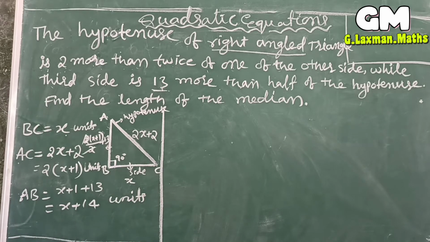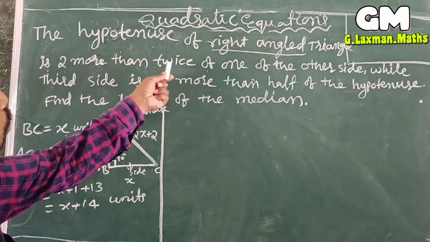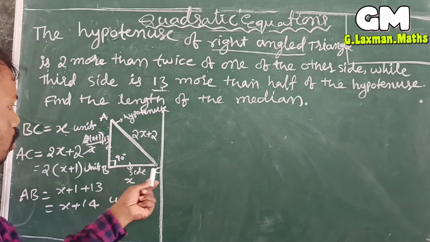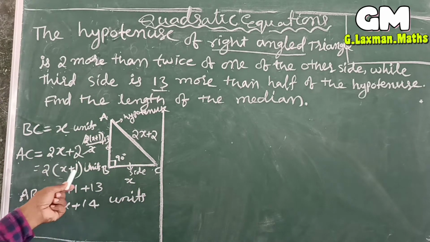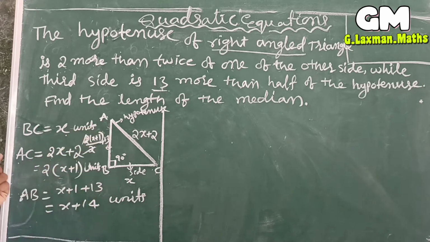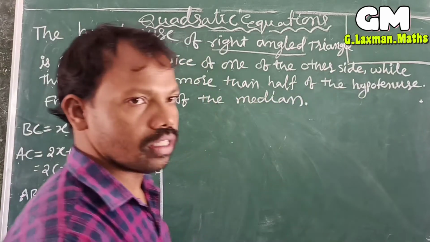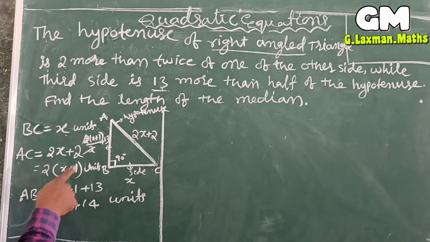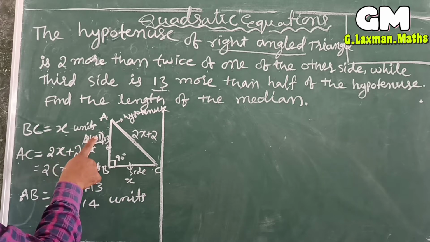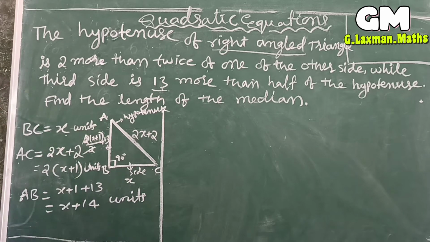Okay, is it clear? So first let us assume that BC is x units and the hypotenuse is twice one of the sides. Twice means twice BC and 2 more, so that means 2x plus 2, that is 2 of x plus 1 units. And another side, the third side, is 13 more than half of the hypotenuse. Half of the hypotenuse: the hypotenuse is 2x plus 2, that means 2 of x plus 1, divided by 2. So 2 will be cancelled, you will get x plus 1, and 13 more, that means plus 13. So now we are getting the BC, AC and AB values.